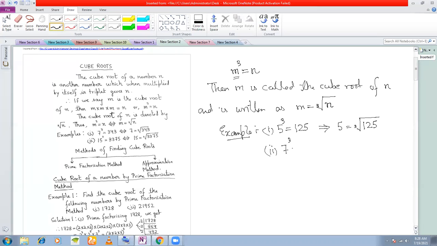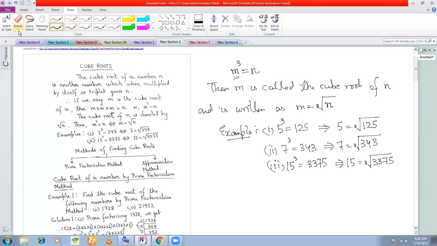7 cube is equal to 343. Then what can you write? 7 is equal to cube root of 343. 15 cube is 3375. That means you can write 15 is equal to cube root of 3375. Right? Just as in case of squares, you had square roots, here you have cube roots.